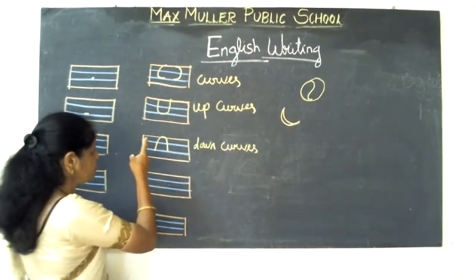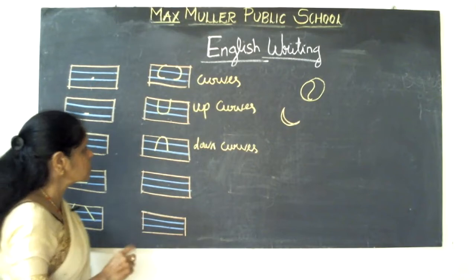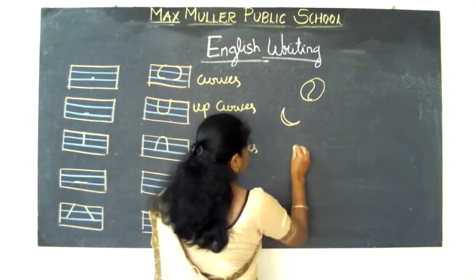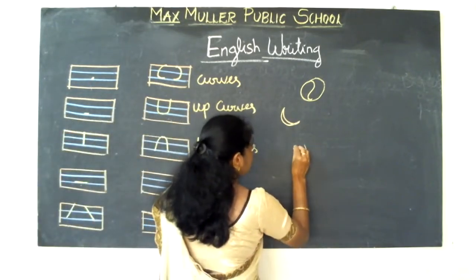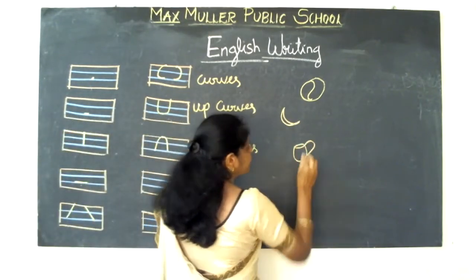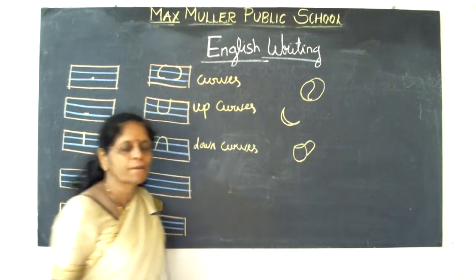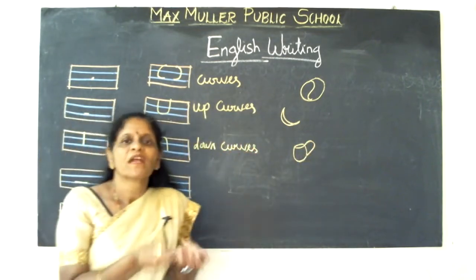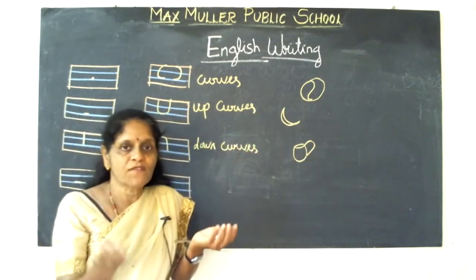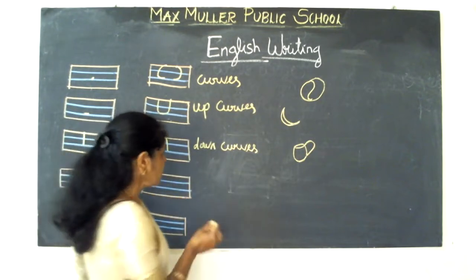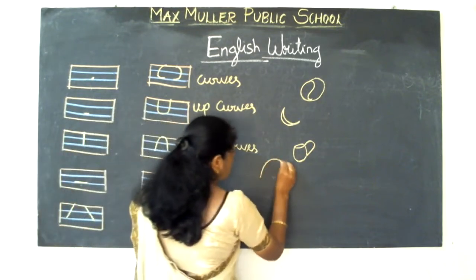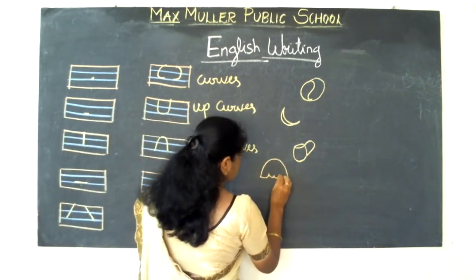In up curves and down curves, you can draw a jug in up curve, okay? Cup. You can draw a cup. You have seen a cup and saucer. It will be in the shape of a curve. Next, down curve. You can draw an umbrella. Down curve.